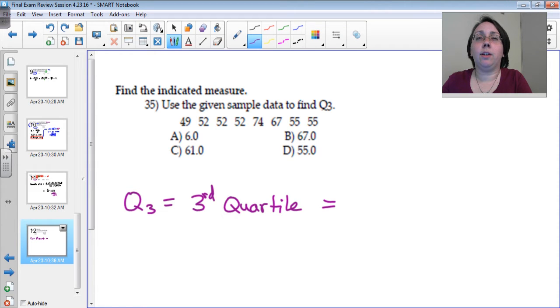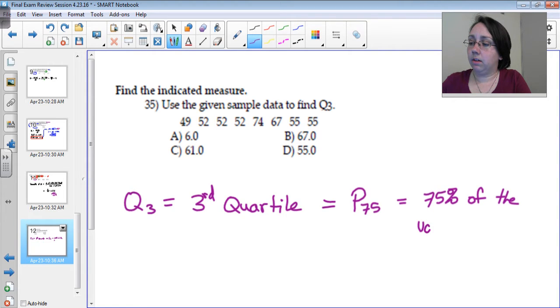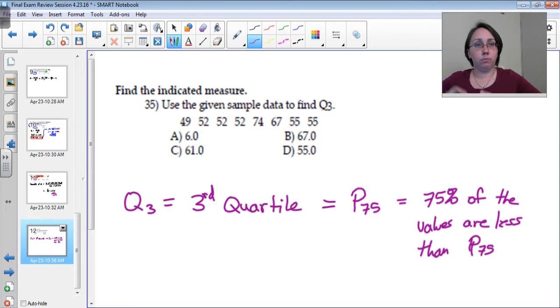Did you say 25 or 75? 75%. So this is the 75th percentile. This means that 75% of the values are less than the number you're looking for, your P75. So P75 is representing one data value such that 75% of the others are less than that value. So we got to find that out.